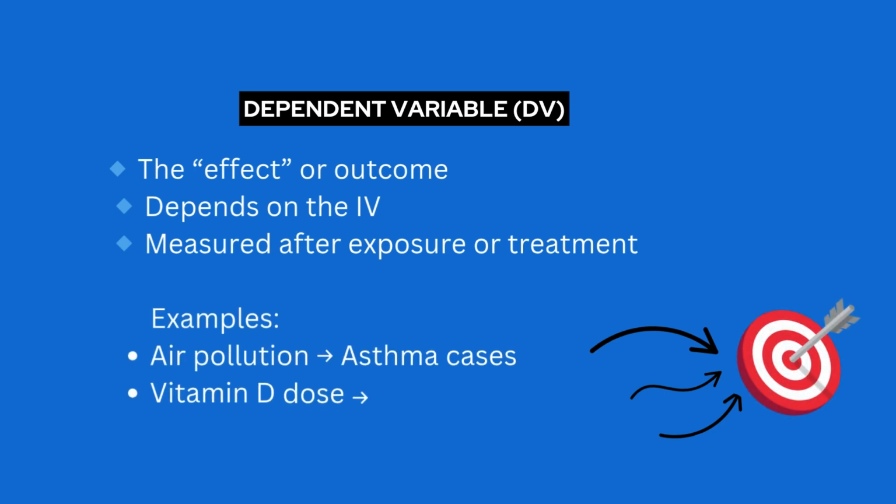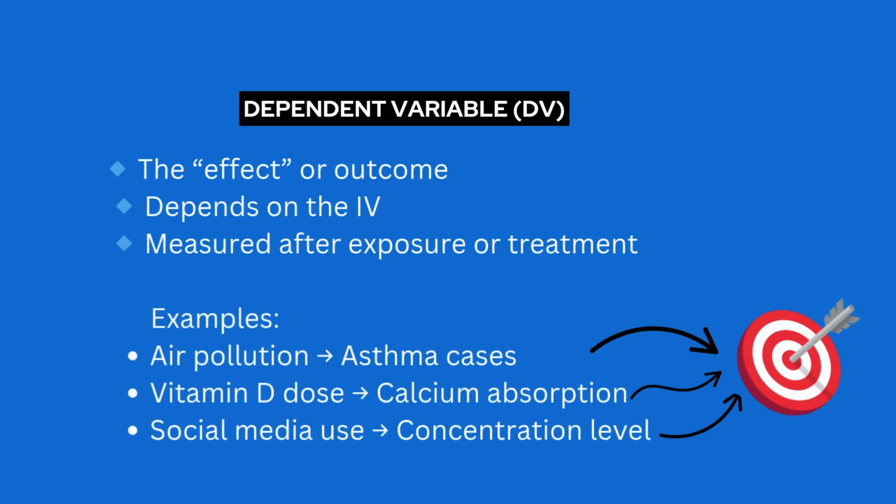The dependent variable is the output. So please, let's get that straight. If the independent variable is the input, the dependent variable is the output or the outcome. It is what you are measuring as the result or effect, and it depends on the independent variable. In short, it is the outcome you are trying to study. Let us revisit our previous examples.